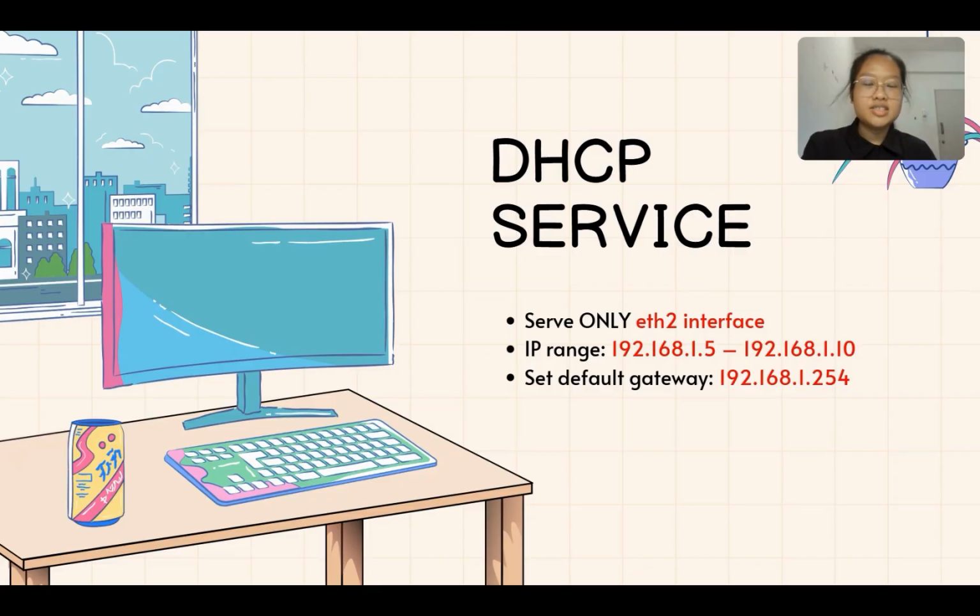Next, I want to talk about the DHCP service. This service only serves the ETH2 interface, and the IP range is between 192.168.1.5 and 192.168.1.10. And our default gateway, we set it as 192.168.1.254.